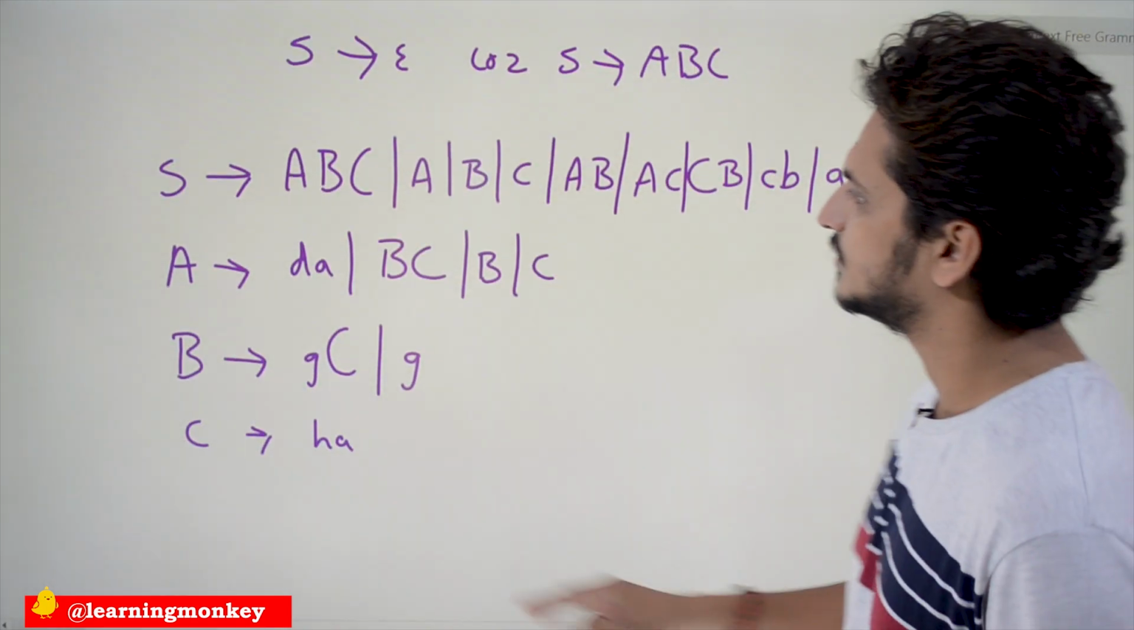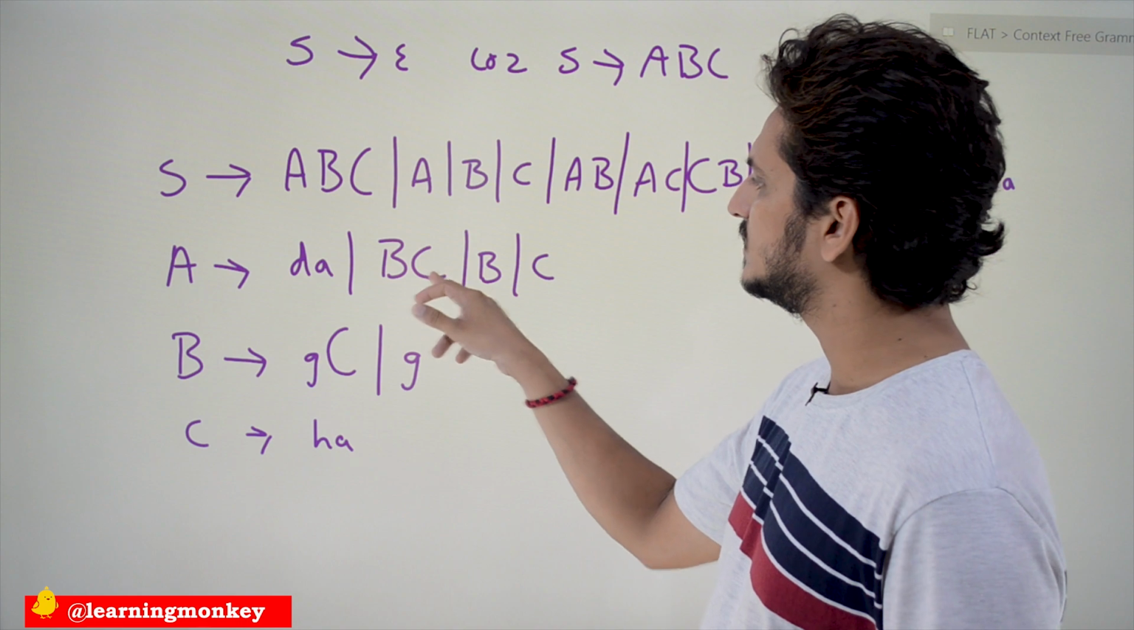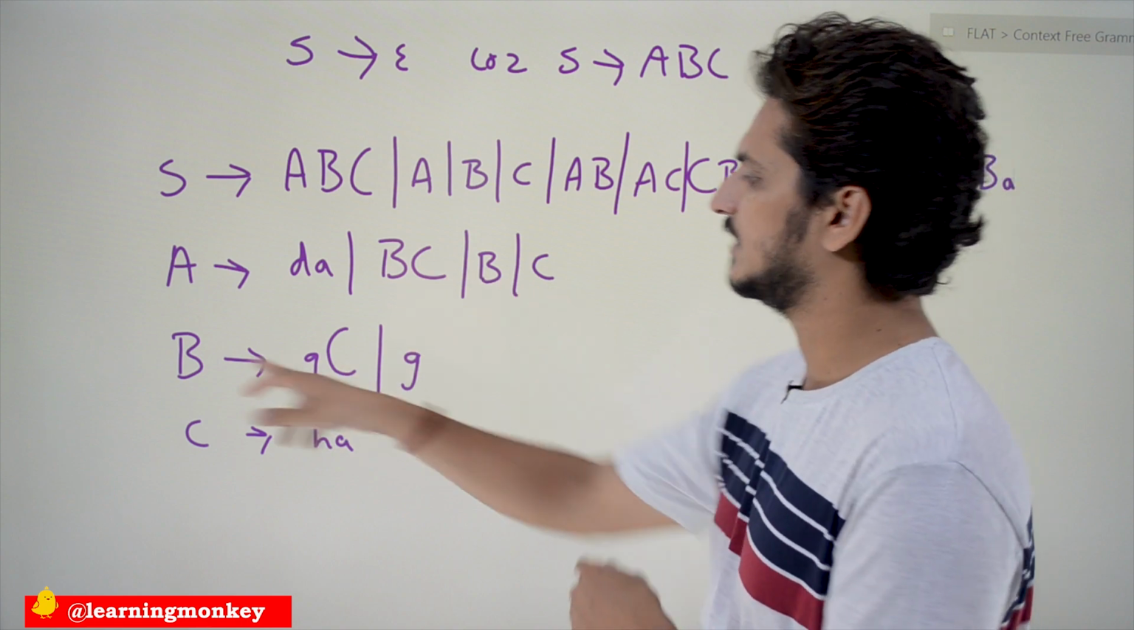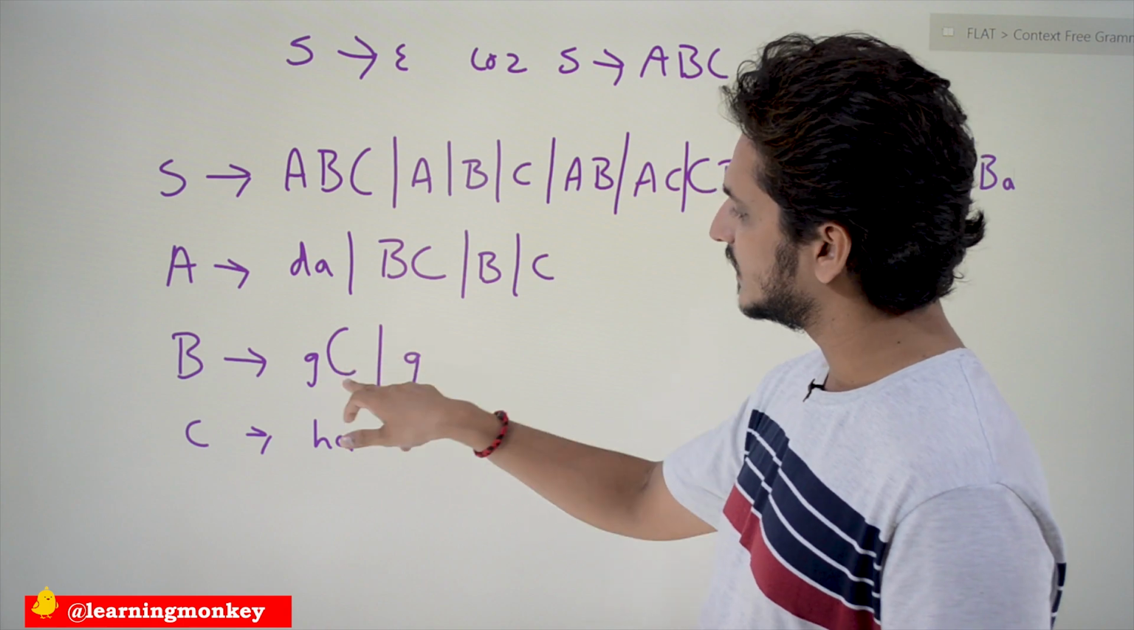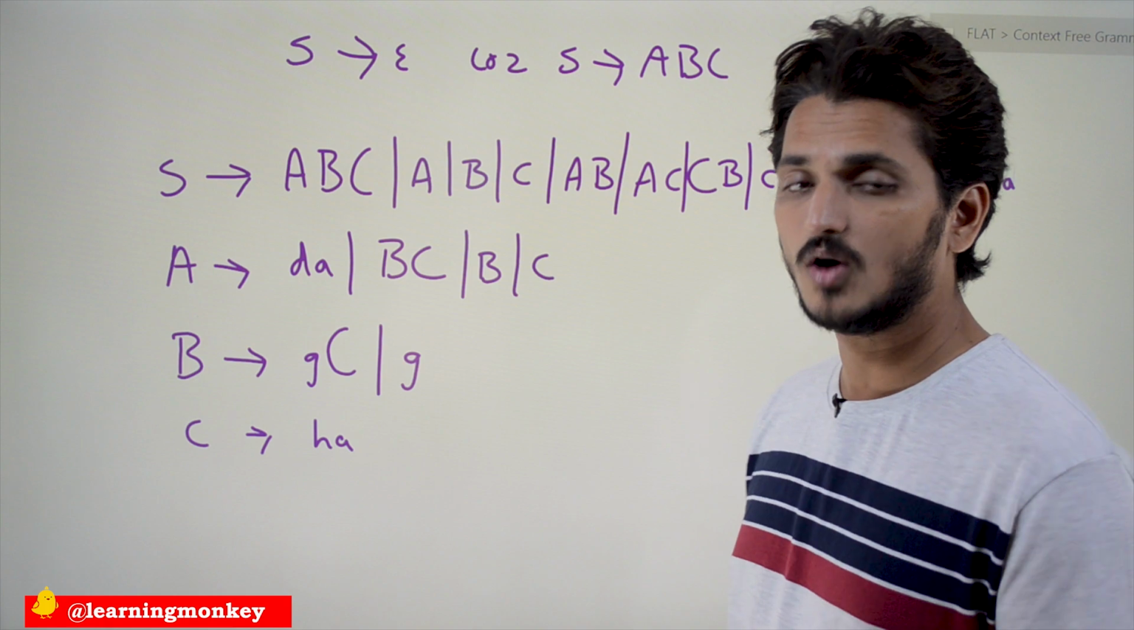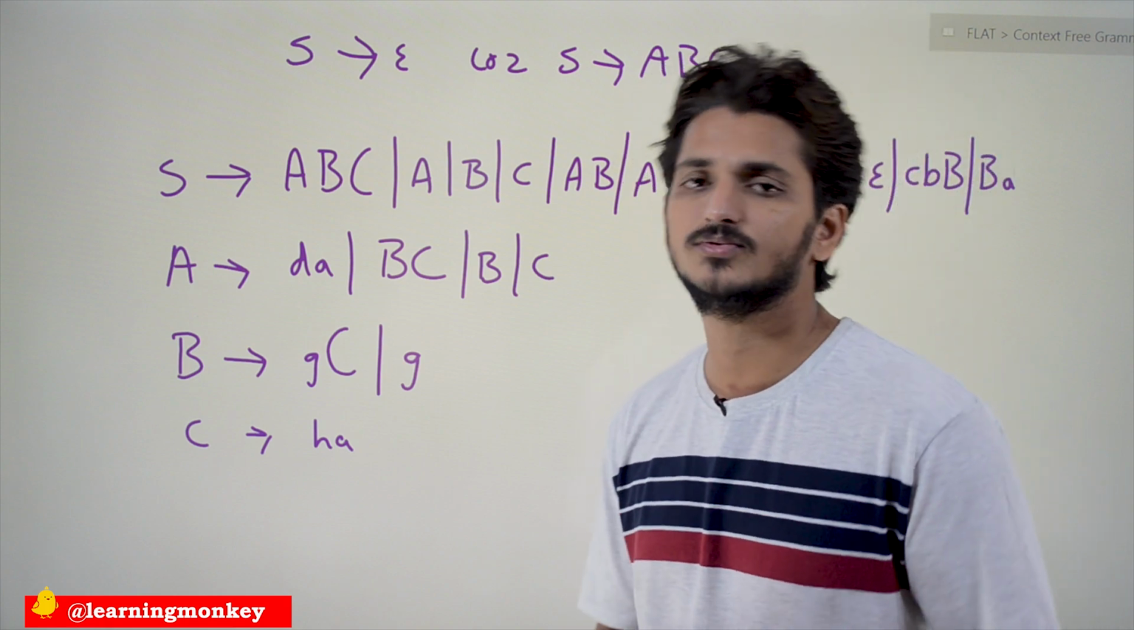Remaining also, substitute A tends to DA or BC. If you place C as epsilon, B remains. If you place B as epsilon, C remains. Same way, B tends to GC. If you place C as epsilon, G will remain. C tends to HA. This is how you have to eliminate epsilon productions from the given grammar.